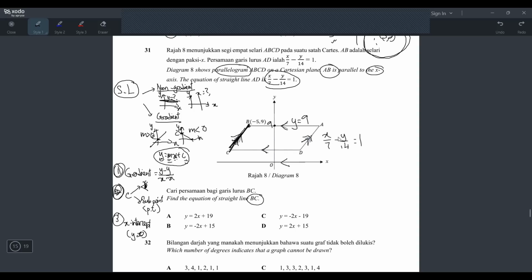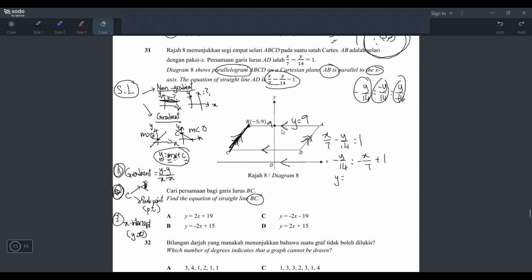So how to find the gradient from here? Very simple. You just change this to gradient form or linear form. It means you change this so that it becomes y equals mx plus c, and then you can take out the m. But how to change this to y equals mx plus c? We make the y single. How to make the y single? Negative y over 14. The x over 7 I move over to become negative x over 7 plus 1. And then the negative, if I say negative y over 14, you can write the negative on top like this. You can also write it at the bottom like this. These are all the same thing, alright?